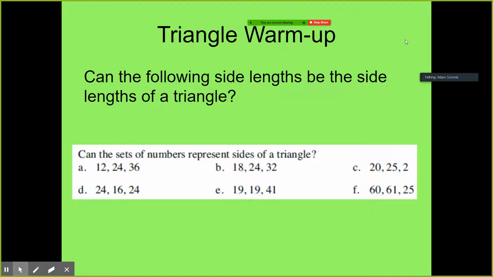All right. So we got A, B, C, D, E, and F. Those all represent three sides of a potential triangle. If you see a set of sides that can make a triangle, I'd like you to right now put it in the chat.